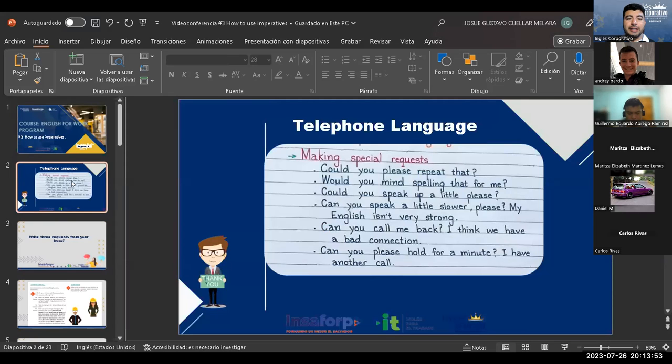Always related to telephone language, something that is really useful when we want to make special requests, cuando queremos hacer solicitudes especiales. Number one, could you please repeat that? Would you mind spelling that for me? Could you speak up a little, please?